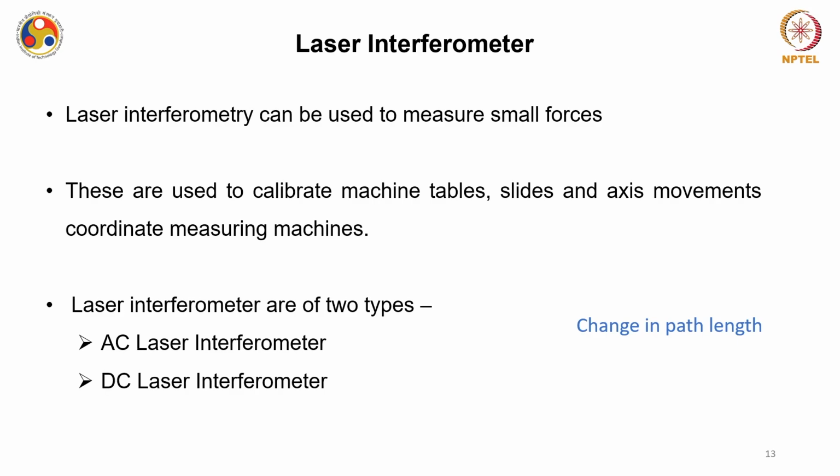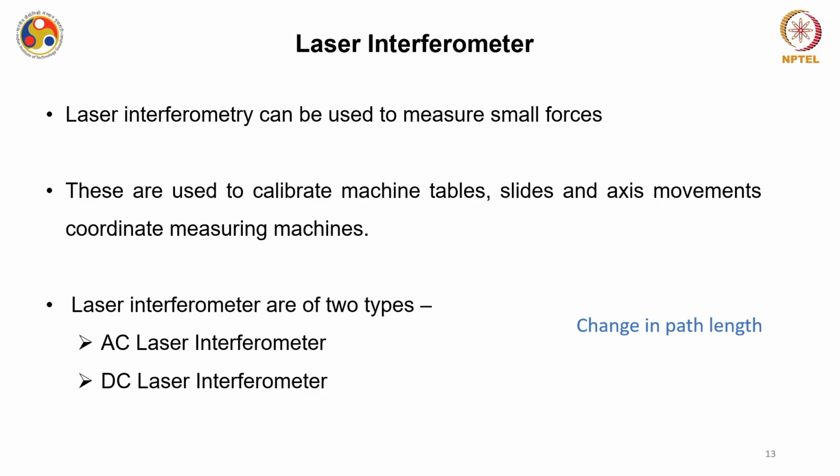So, the second technique in the row is laser interferometers. Laser interferometers are based on change in path length, right. So, they can measure a very small force, may be extended to even below micronewton. These are used to calibrate small displacements like machine tables or slides, and axis movement that coordinate the measuring machines.